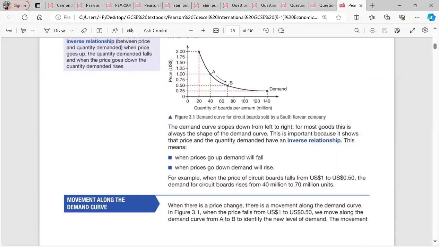So there's a graph here. I'm just going to go down the graph. For the demand curve, there's always an inverse relationship in demand. Why? Because the higher the price, the lower the quantity demanded. The lower the price, the higher the quantity demanded, which means there's an inverse relationship. Do you get it?